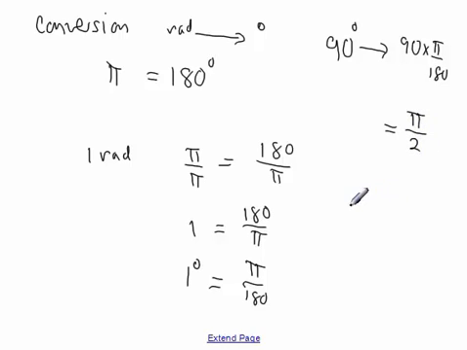Now you can go and play around. What is your 60 degrees? What is your 30 degrees? So now angles, 90 degrees is no longer 90 degrees when you want to record it. It's pi over 2. 360 degrees is 2 pi.